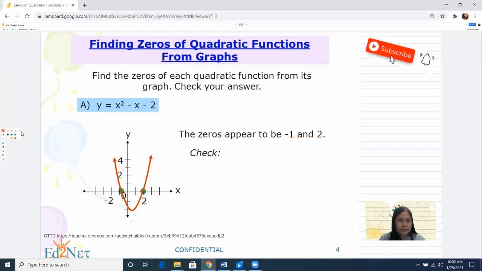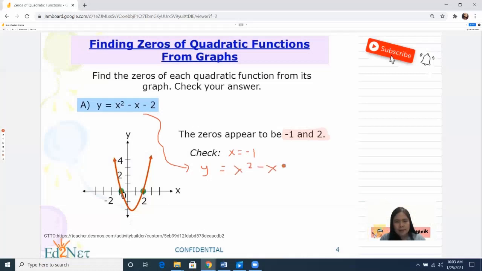Let us highlight that. So we have -1 and +2. Let us check our answers first. The first zero is -1. Take note that these are also the roots. We will use this equation to check our answer: y = x² - x - 2. The reason why we call them zeros is that the value of y, when you check it, must be equal to 0.